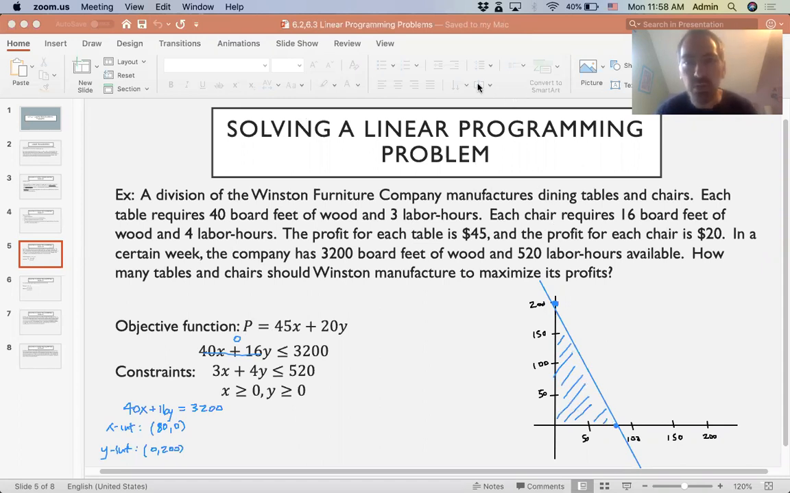Okay, now we'll do the same thing for the second inequality.